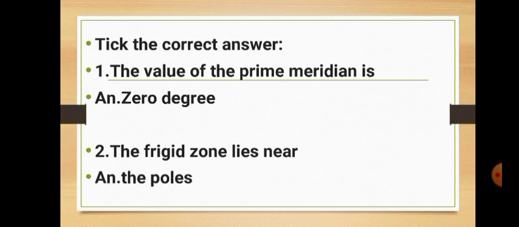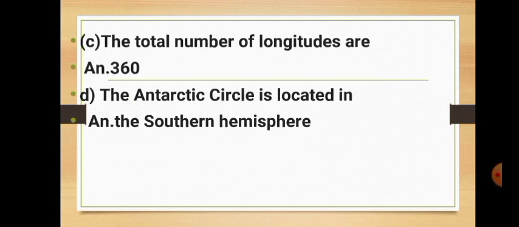The frigid zone lies near the poles. We know that both the sides near North Pole and South Pole, frigid zone lies. The total number of latitudes are 360 degree.